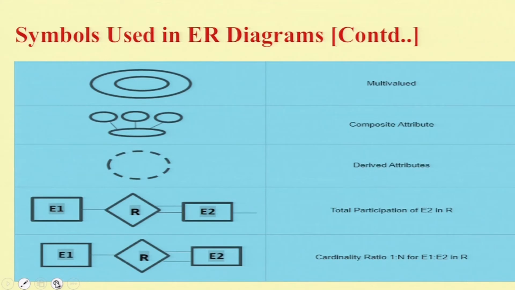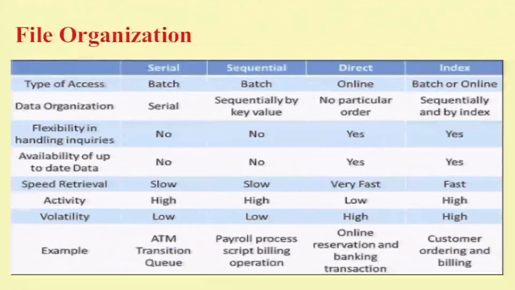Now let us see the example of file organization. There are several kinds of access methods that are used in files. One is the sequential access, another is the serial access, next is the direct access, and then you have the index access. As far as the serial organization is concerned, you have the batch kind of access. This batch access is possible in serial, sequential, and in the index organizations. Now what do you mean by batch?